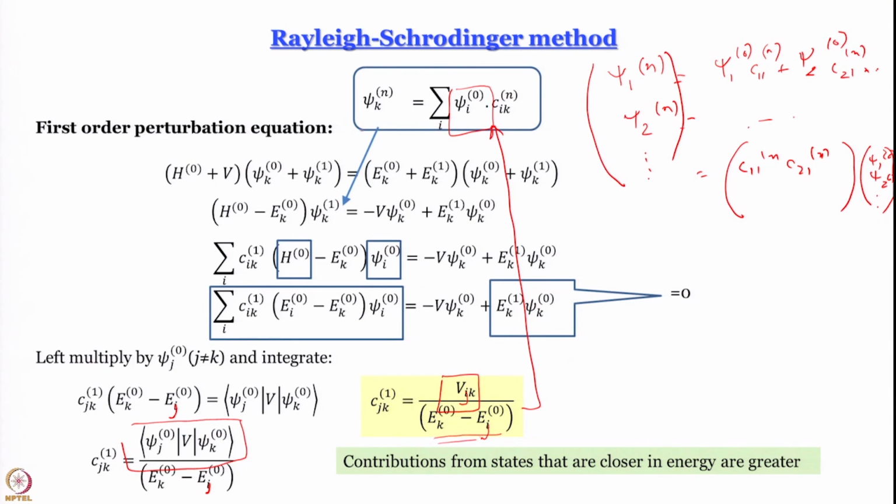Okay. Remember, we are working with the kth state. So, when the energies are close to those of the kth state, contributions of states whose energies are closer to that of the kth state, they are the ones that are going to contribute the most. So, if you plot the coefficient against the index of the wave function i, it will be something like this.